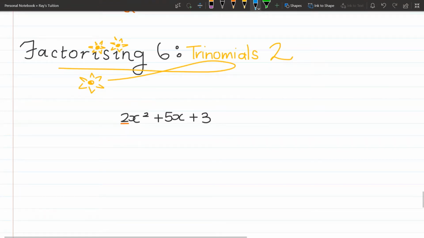So first of all, the first step of our trial and error is to write down the factors of the first term. The first term is this 2x squared. So how would we get 2x squared? We'd say 2x times x. That's how we get 2x squared. Then the next step is to write down the factors of the last term. The last term is 3, a prime number, so its factors are 1 and 3.